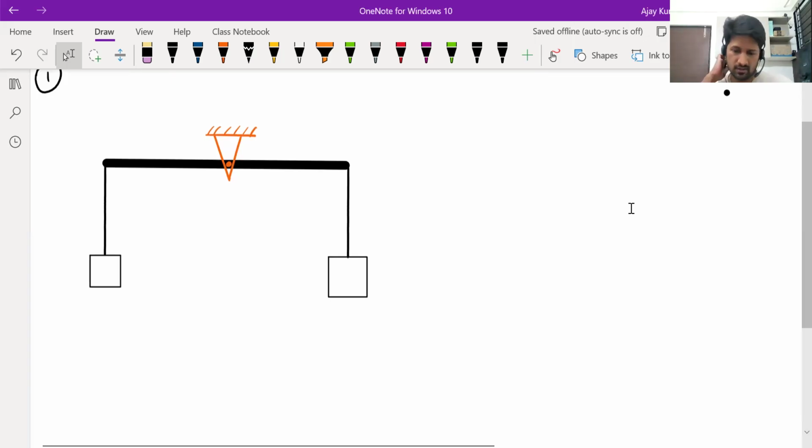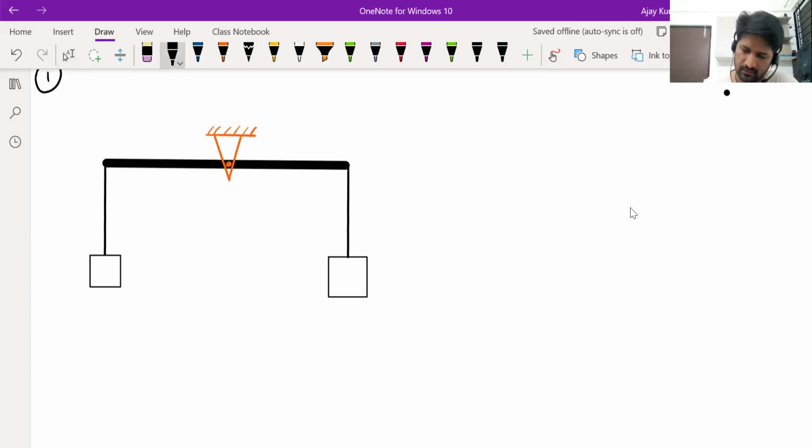Okay. Consider a system like this. Assume this is a rod. The horizontal one that you see is a rod of mass m, length L, and there are two blocks connected to it. One block's mass is m, the other block's mass is 2m. They are connected by light inextensible strings. The rod has mass, the strings don't have mass.